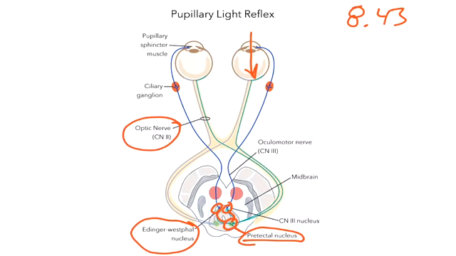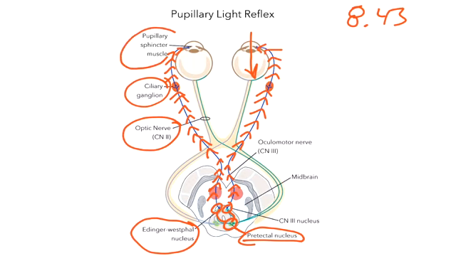From there, cranial nerve 3 carries parasympathetic innervation to the ciliary ganglion. And from the ciliary ganglion, the short ciliary nerves will carry the stimulus to the pupillary sphincter muscle. So the pupillary sphincter muscle will be activated and will lead to miosis of both eyes. So as you can see, if you shine a light into the patient's right eye, then the Edinger-Westphal nucleus on both sides will be stimulated, so both pupils will constrict.